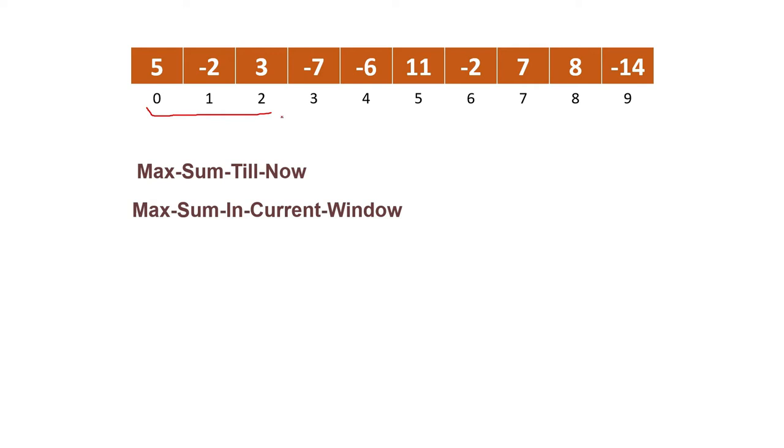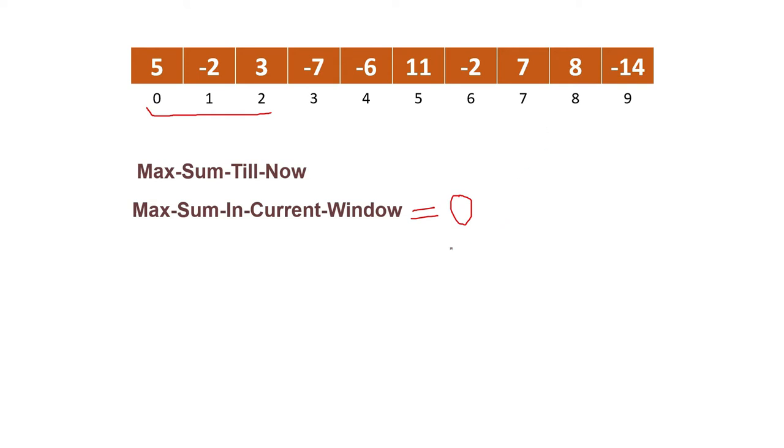So at that time we can start from fresh. From there we can make the maximum sum in current window 0 and start a new window. And if that new window has a maximum value greater than the previous maximum sum till now, then we can replace that value. And at the end, by doing this, we get the maximum sum of a subarray.